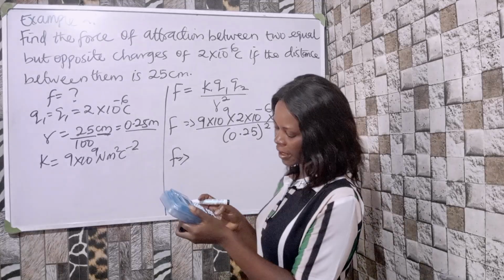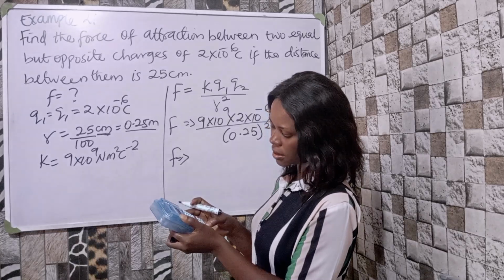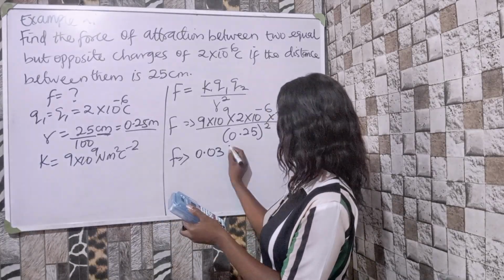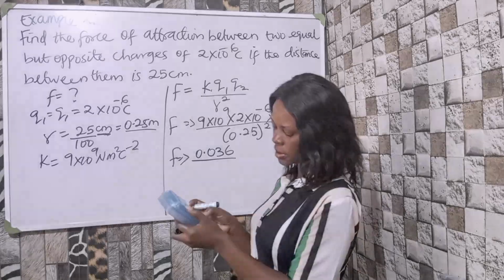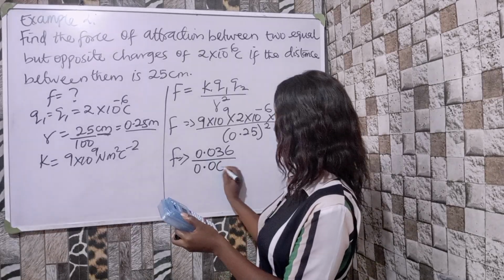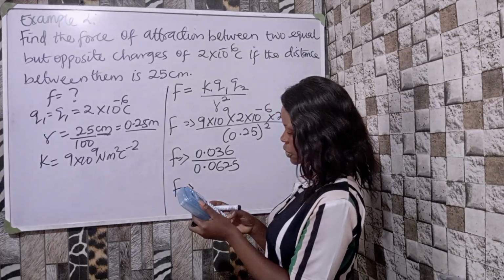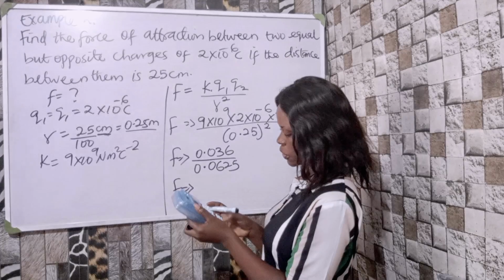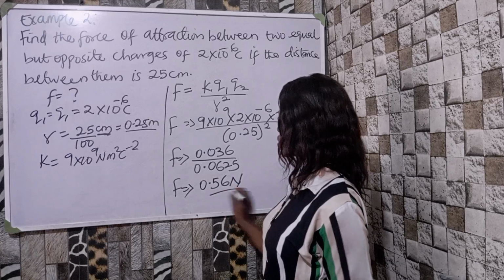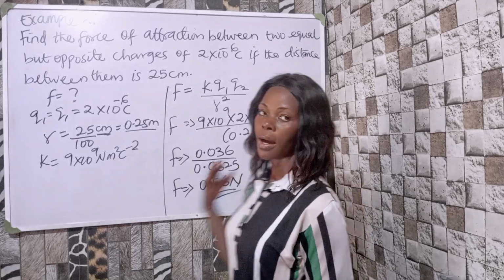Okay, let us multiply 9 exponent 9 times 2 exponent minus 6 times 2 exponent minus 6, which is equal to 0.036. Okay, let us square the distance. 0.25 all squared, we have 0.0625. So let's divide it. 0.036 divided by 0.0625, I'm going to have 0.56 Newton as my electric force of attraction. I hope you understand.